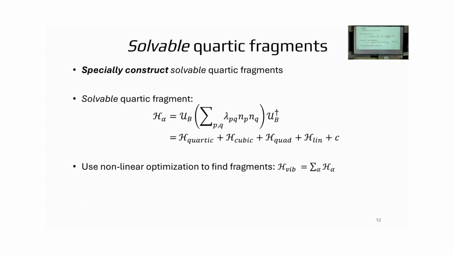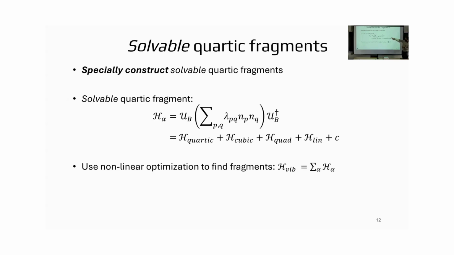So what we want to do now is find solvable quartic fragments. We are now going beyond the harmonic approximation, and I want to highlight here that in general, a quartic Hamiltonian will not be diagonalizable with a Bogoliubov transform. However, there will be special quartic Hamiltonians that will be diagonalizable using a Bogoliubov transform. And so we construct those special Hamiltonians. And this is the form we use.